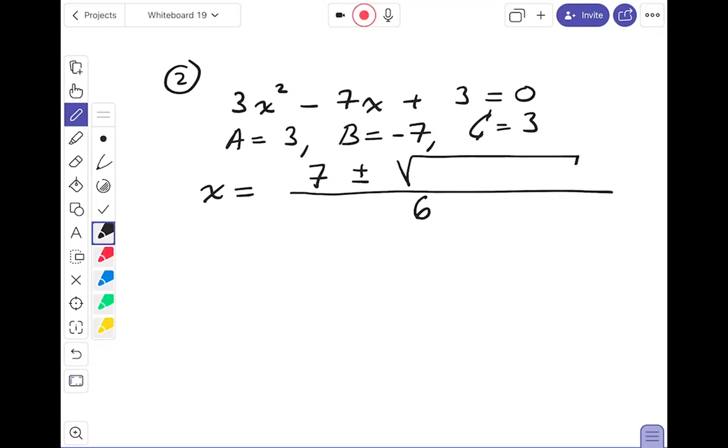Most students are making errors inside the radical. That's called the radicand. Let's take a look at it. Minus 7 squared, that's b squared, is going to be 49. Now, minus 4, write this on the side for you, minus 4 times the a times the c. Well, it's going to be 36. All right, let's keep going.